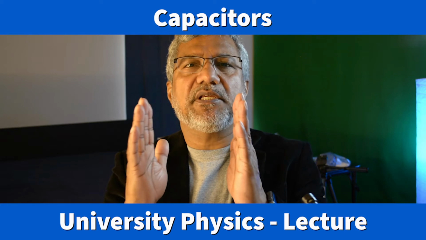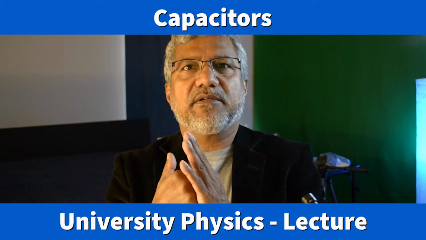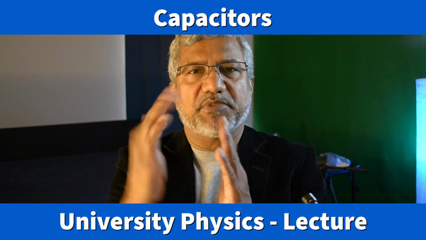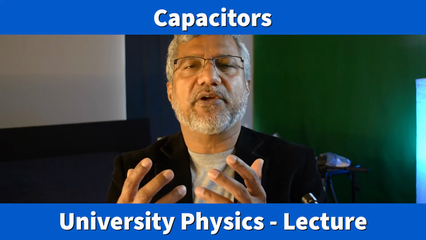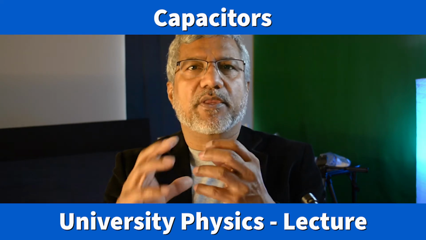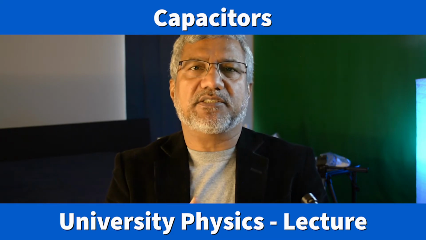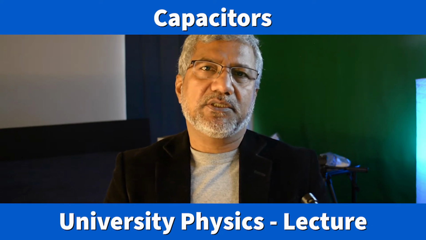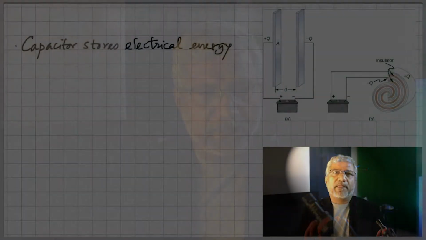So it could either be two parallel plates with air between them, or you could also have another insulator inserted between the plates. Or it could be a spherical capacitor where you have two spheres, one inside another, again separated by an insulator. Or it could be a cylindrical capacitor. So that's what we're going to look at in this chapter.